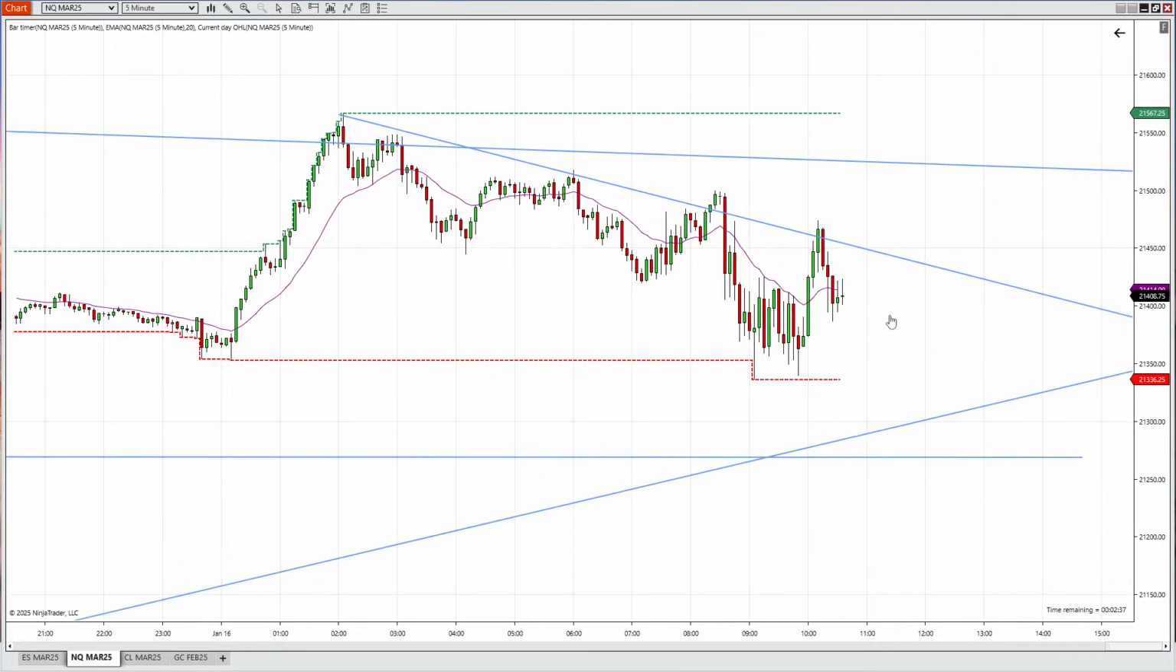Did trigger on the NQ. I'd like a little bit of follow through with it. Still plenty of time left, 2.5 minutes.